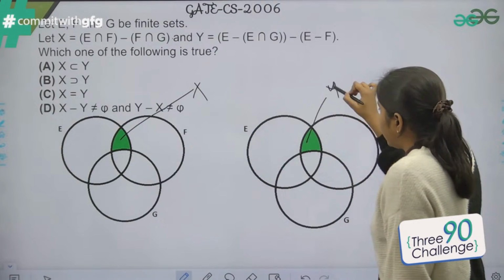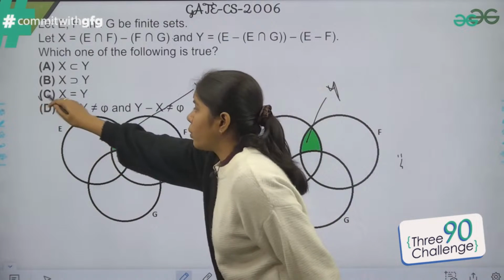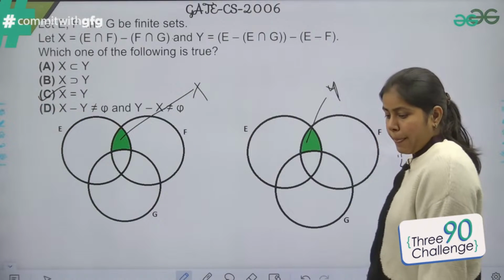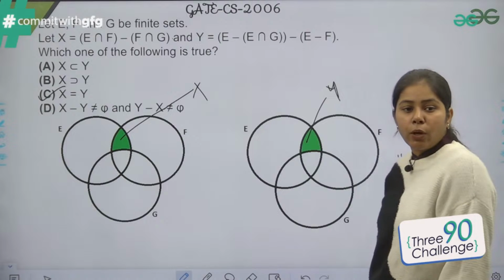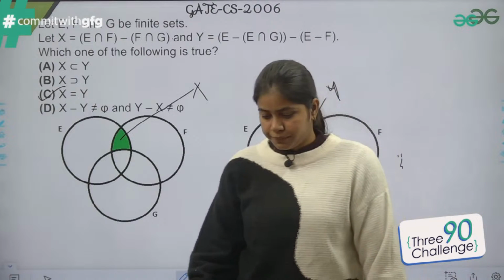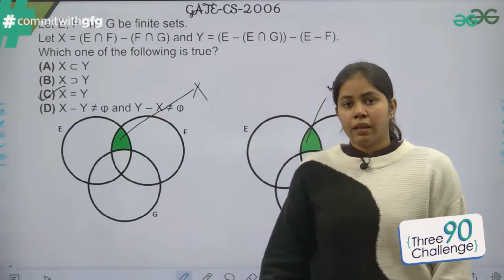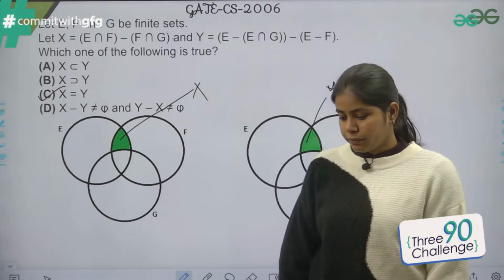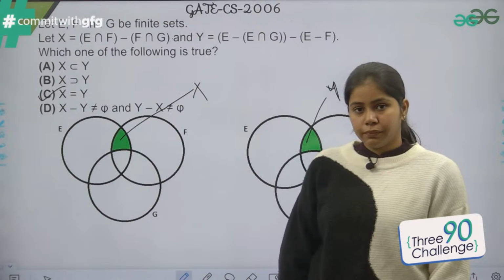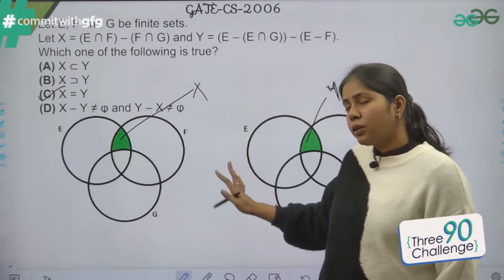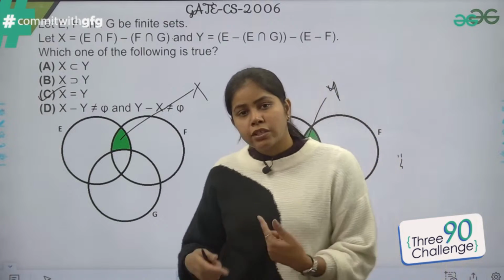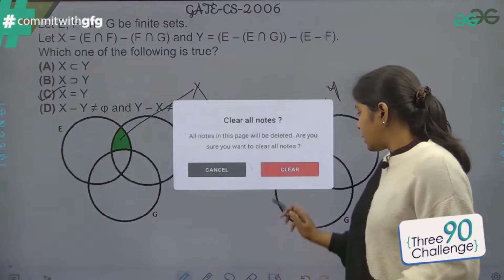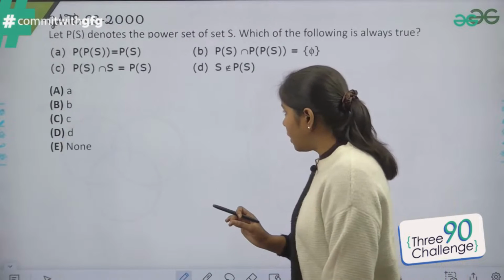So you can see that X is equal to Y. So that's why option C is correct. You guys get it, why option C is correct? Simple question, guys. That's why we are not wasting so much time on this set theory. Set theory has the simplest solution.